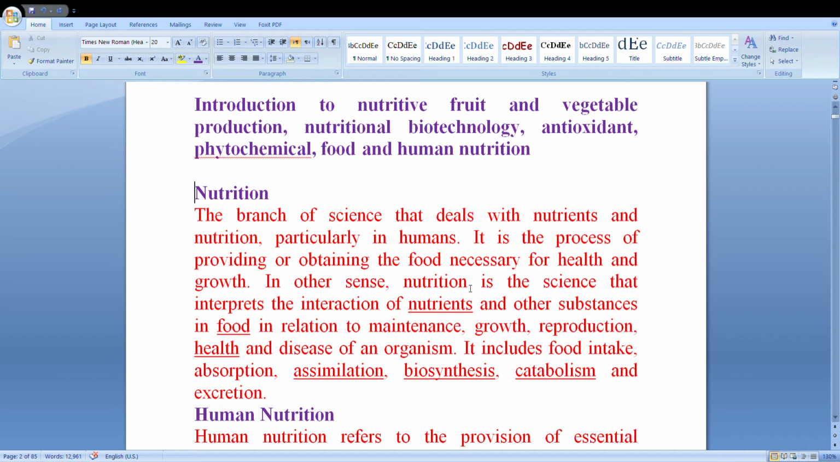Let's define nutrition. What is nutrition? The branch of science that deals with nutrients and nutrition, particularly in humans. It is the process of providing or obtaining the food necessary for health and growth. In other senses, nutrition is the science that interprets the interaction of nutrients and other substances in food in relation to maintenance, growth, reproduction, health and disease of an organism. It includes food intake, absorption, assimilation, biosynthesis, catabolism, and excretion.